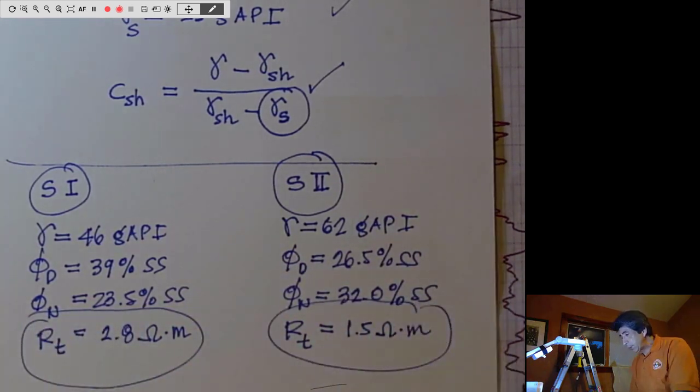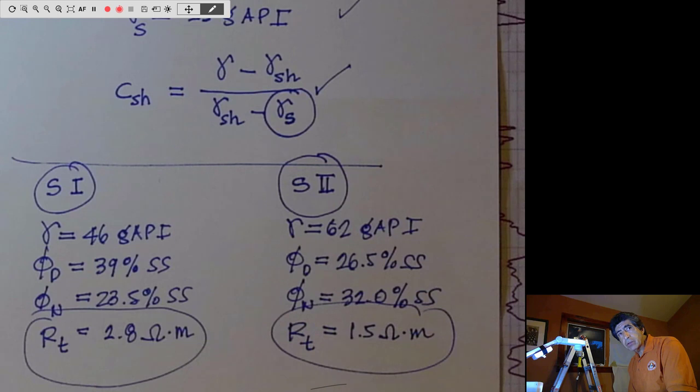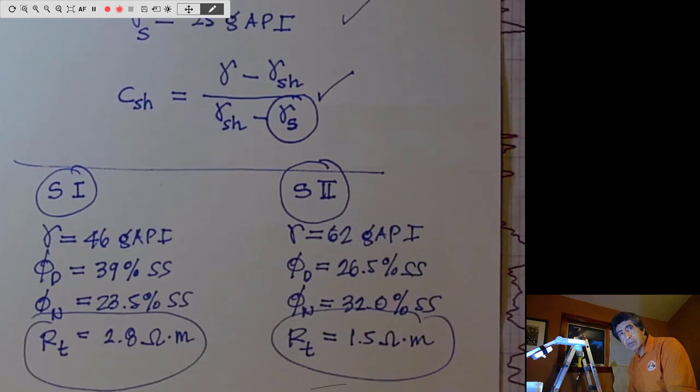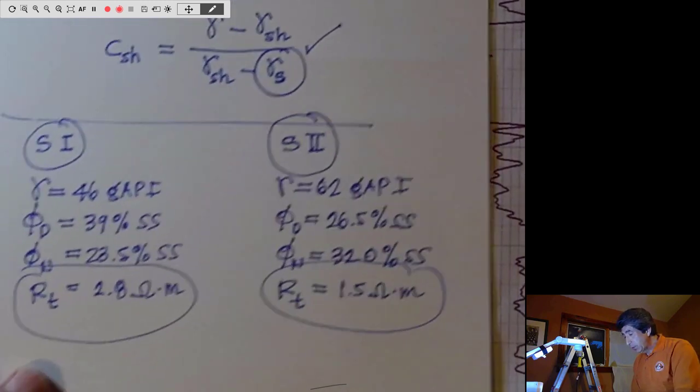If you are naive and you have not taken this class, and if you substitute those values in Archie's equation without having corrected for the presence of shale, immediately you will get a ton of water. And then, because you were naive, you would say there's no hydrocarbons here. And that's not true. What we have to do is to correct them.